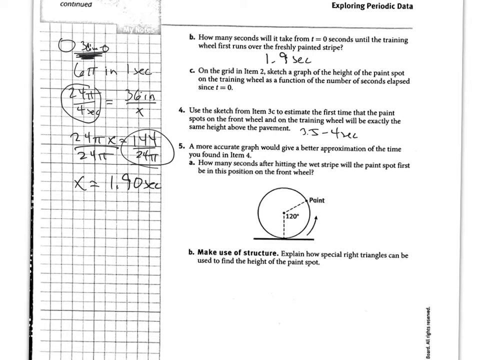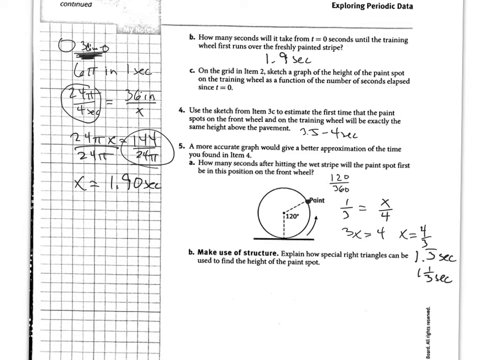How many seconds after hitting the wet paint stripe will the paint first be at this position on the wheel? Again, we're looking at this. Here's our paint spot. We're looking at time, so let's figure out what fraction of the circle this is. This is 120 over 360, or 1/3 of the circle. It's probably easier if we use 1/3. And we want to know how much time out of 4 seconds, because we know that it takes 4 seconds for that wheel to go around. So we get 3x equals 4. So x equals 4/3, or about 1.3 repeating seconds, or 1 1/3 seconds.